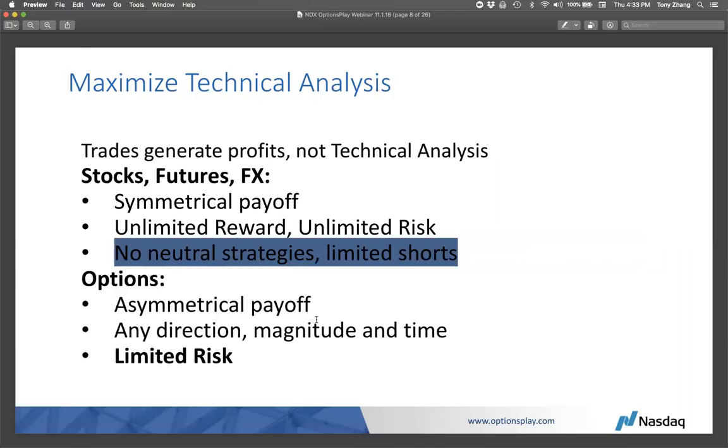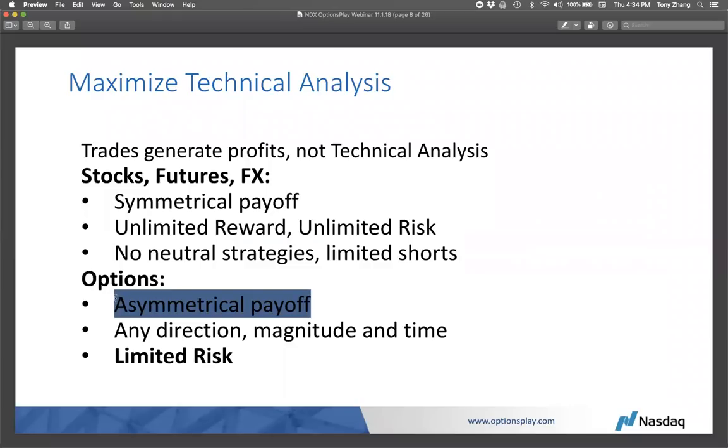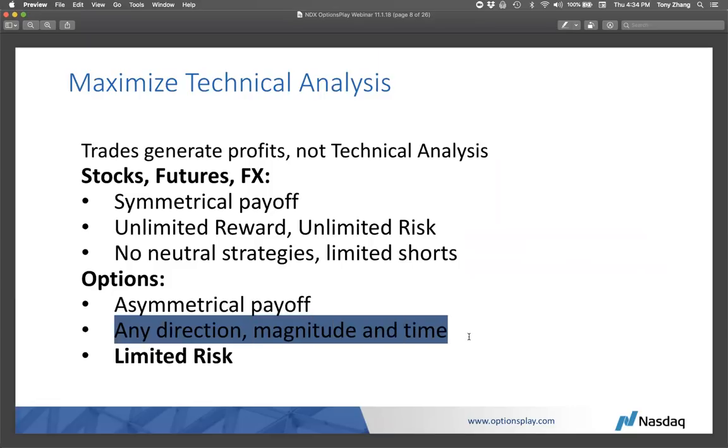However, with options trading, you get an asymmetrical payoff. That means you have potentially upside or downside exposure with limited risk. And the key here is that options give you the ability to trade any direction, any magnitude, and any time frame possible. With stocks, futures, or FX, you effectively have a single strategy regardless of whether you're mildly bullish or extremely bullish, or if you think it's going to happen over one day or over 1 month or over 1 year. It's only one strategy. You just buy the stock. With options, you have a lot more options. And that's really the key of maximizing technical analysis, to be able to apply the right strategy for the right outlook. And the key here is to limit your risk.